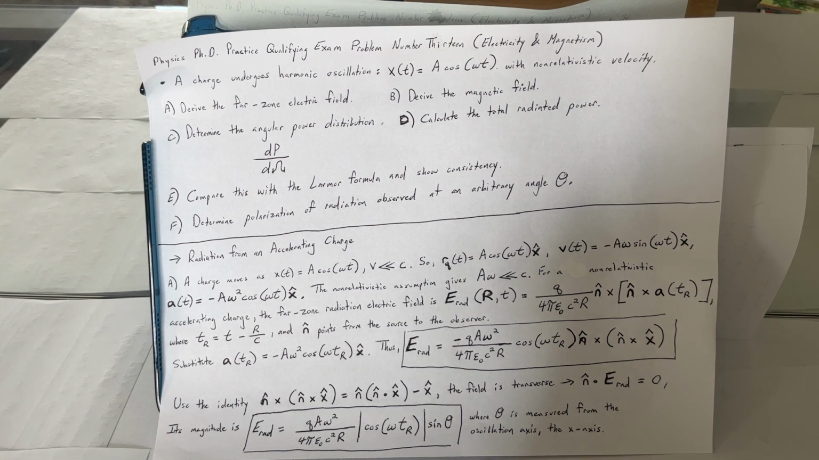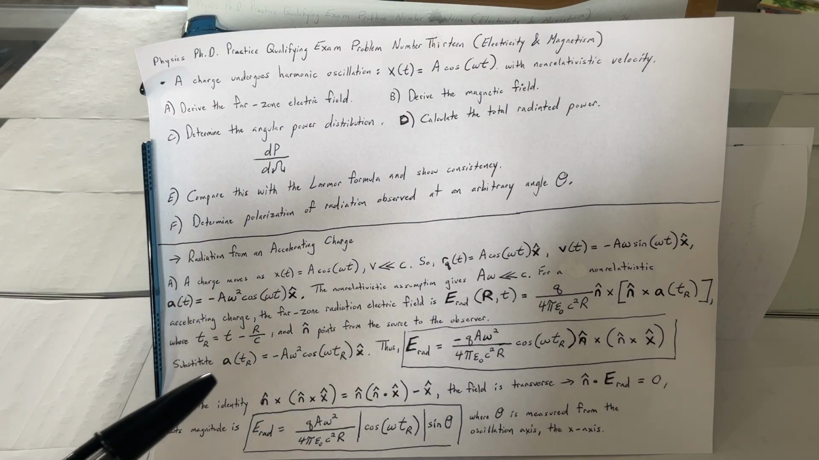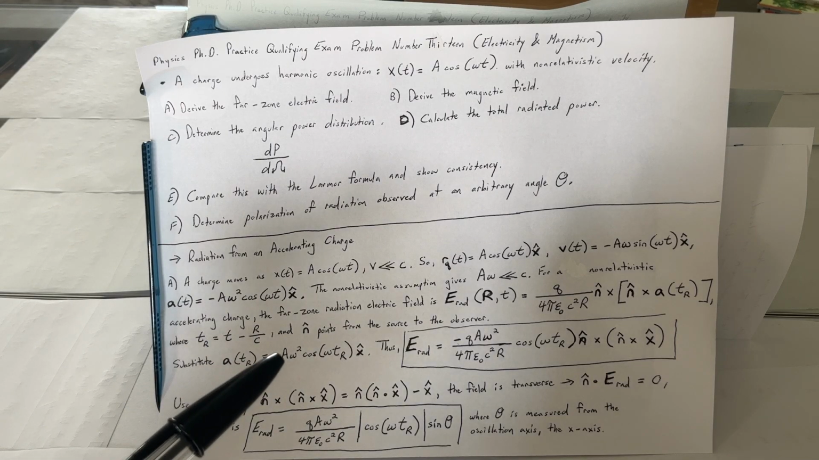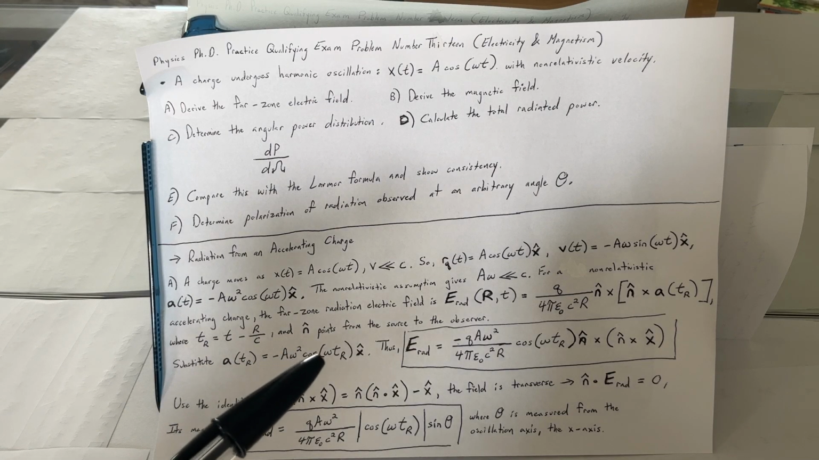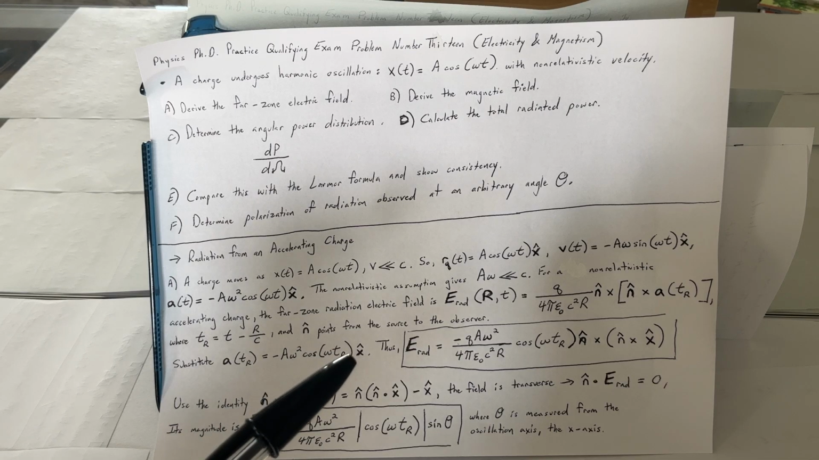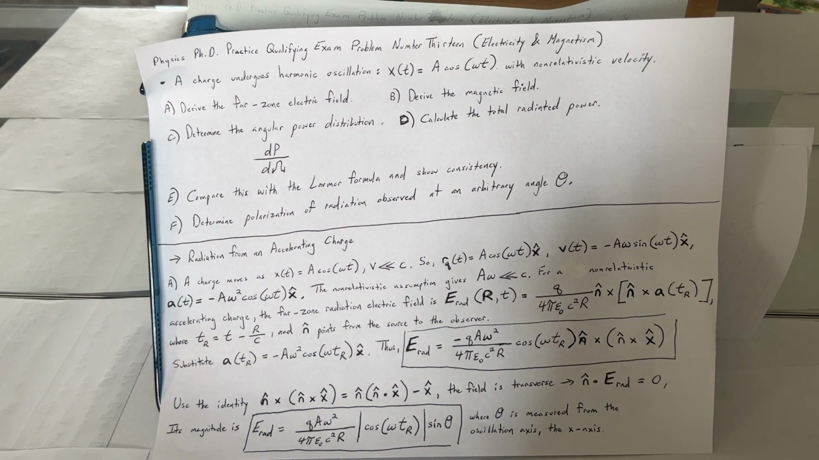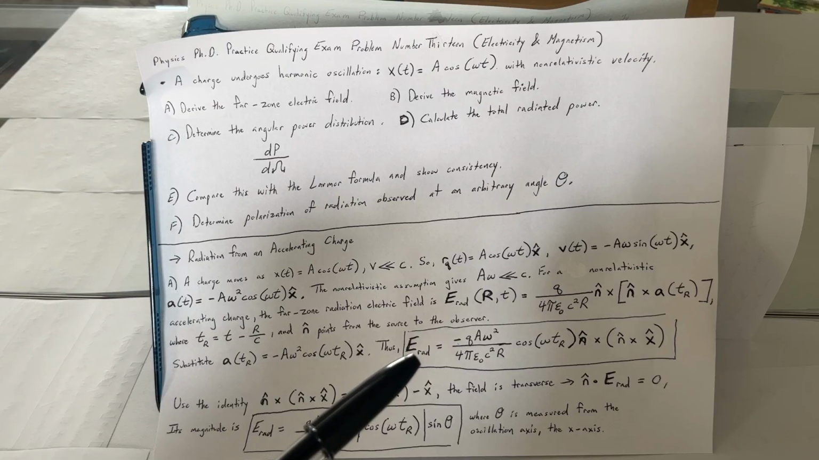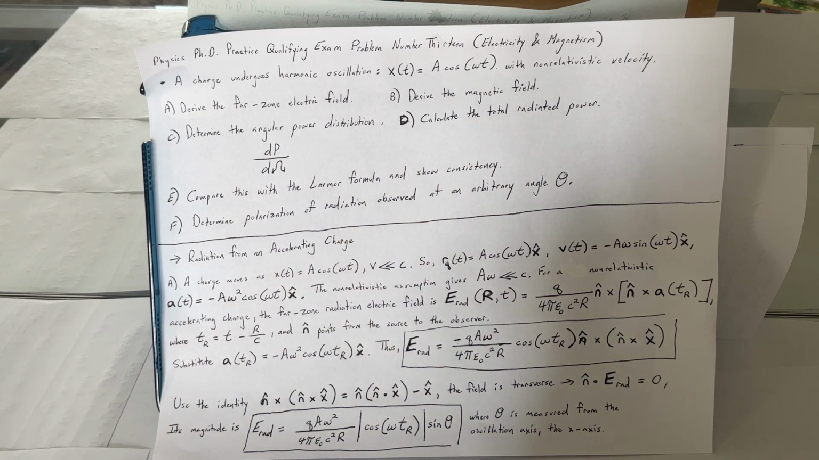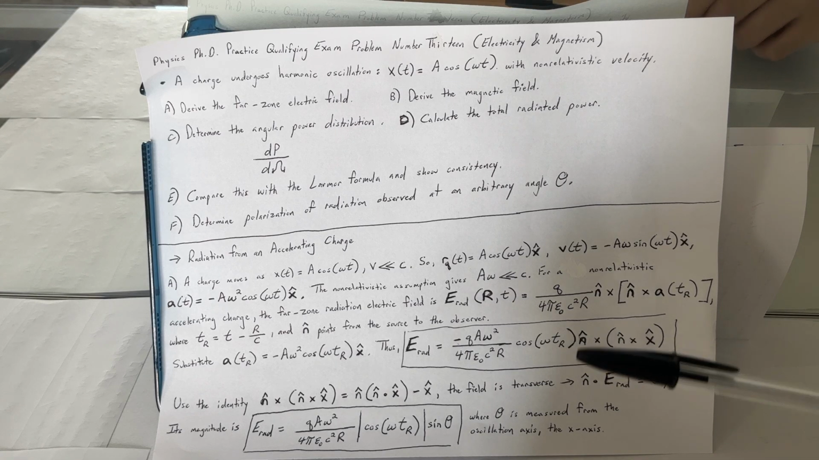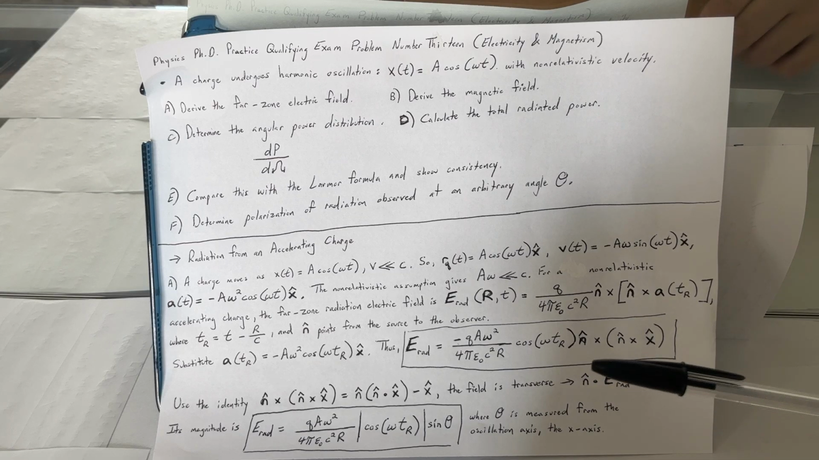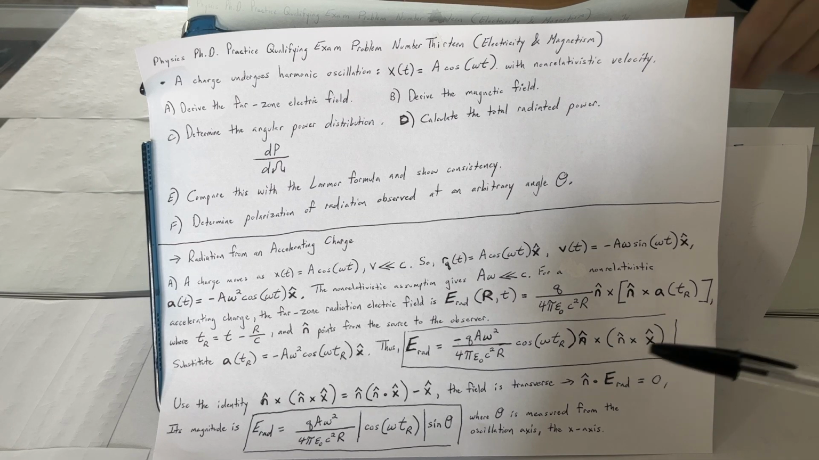Okay, so substituting for this a at t sub R, that equals negative a omega squared cosine of omega t sub R x hat. So we could say this E sub RAD equals negative Q a omega squared over 4 pi epsilon naught c squared r, cosine omega t sub R, n hat cross with, in parentheses, n hat cross x hat.